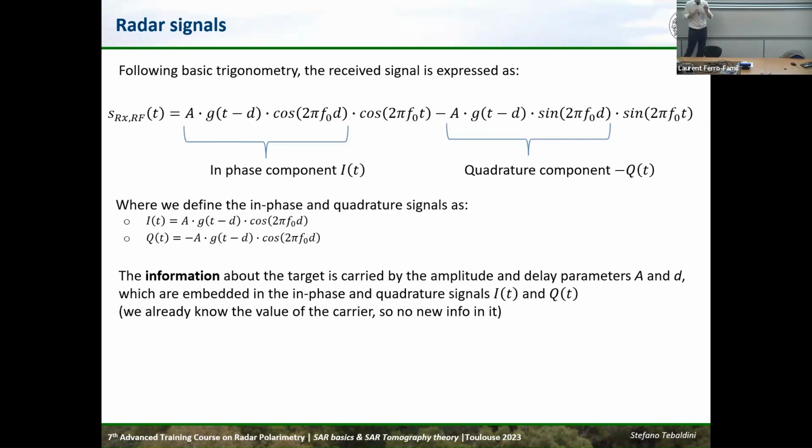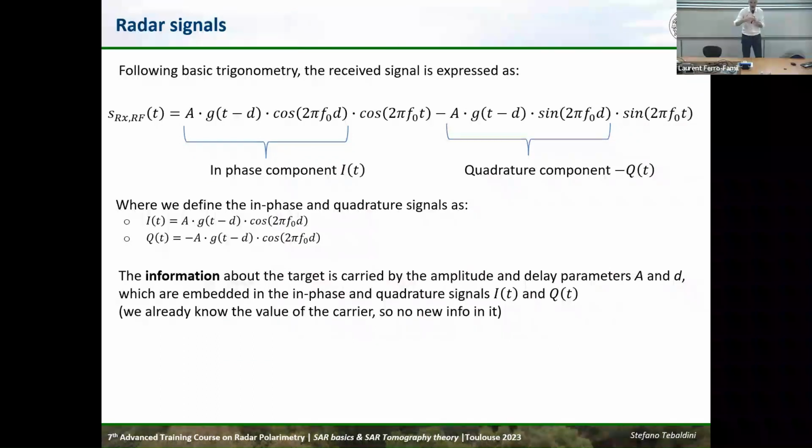When we receive a signal, we are actually interested in getting our hands on the in-phase and the quadrature components. Why? Because you see that the information, what we don't know, the reason why we want to perform a radar experiment, is all embedded in the in-phase and quadrature components. A is just an amplitude factor that is telling us how strong this target is, and D is the delay that is telling us the distance from the radar. There is no interest in the cosine and sine terms because we already know the frequency. So we want to extract those two components.